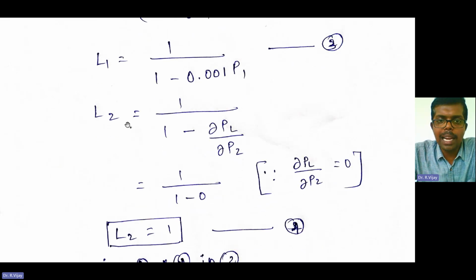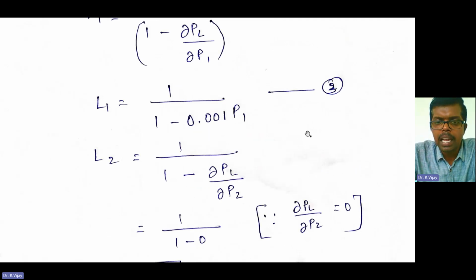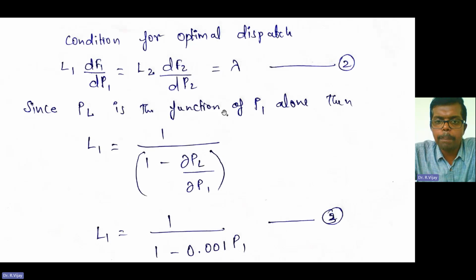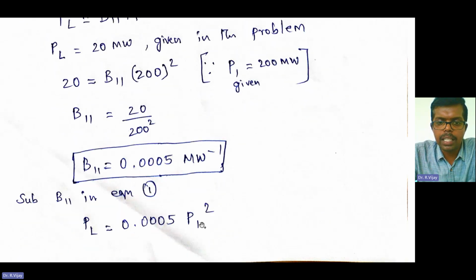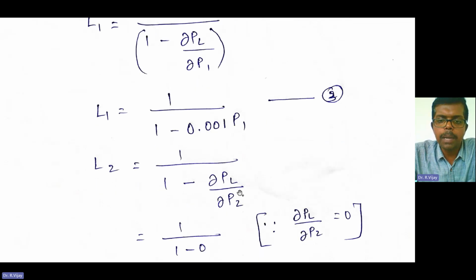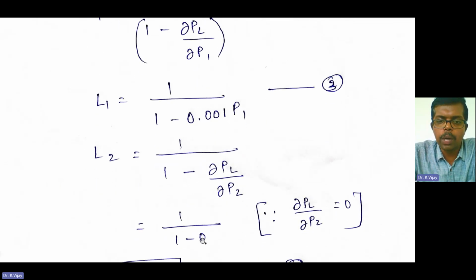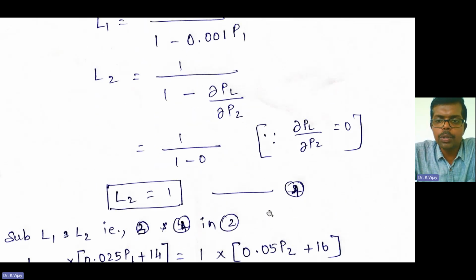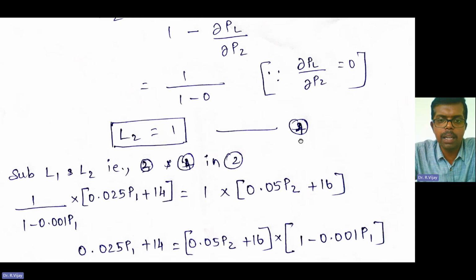Similarly, you need to calculate L2. L2 is equal to 1 divided by 1 minus dou PL divided by dou P2. Here dou PL divided by dou P2 is equal to 0 because the PL equation doesn't have P2. P2 is the function of the power generating unit 2. So it is simply 0 here. So 1 divided by 1 minus 0 is 1. So L2 is equal to 1. Take this as equation number 4.